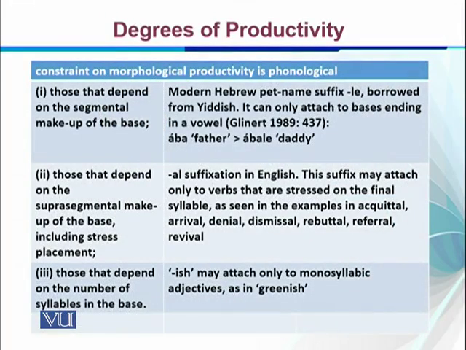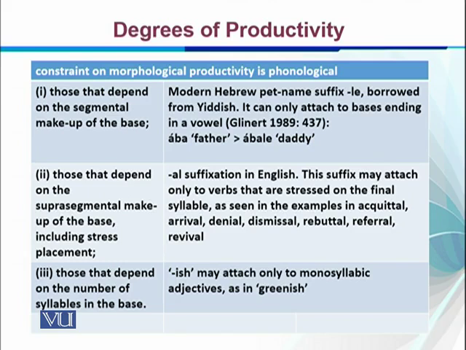A constraint on morphological productivity is phonological. One of the constraints for a potential word to enter into the lexicon of a language is the phonological constraint. Those that depend on the segmental makeup of the base. The base is made so that it does not allow any foreign segment to attach with it. For example, the modern Hebrew pet name suffix li, borrowed from Yiddish, can only attach to bases ending in a vowel sound. If a base ends with a consonant, it cannot form a word.